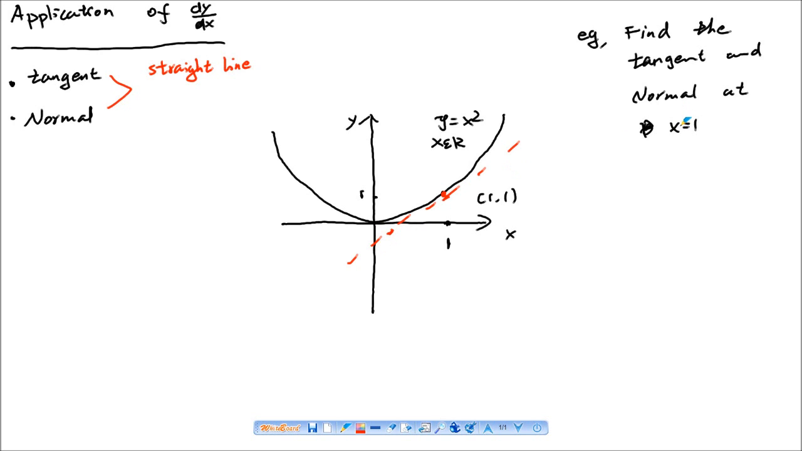The tangent at x equals 1 means the tangent line has the same gradient as the point, say the point P, which is (1, 1), and the tangent only touches the point P. In other words, the physical meaning of the tangent is the slope of the graph at x equals 1.